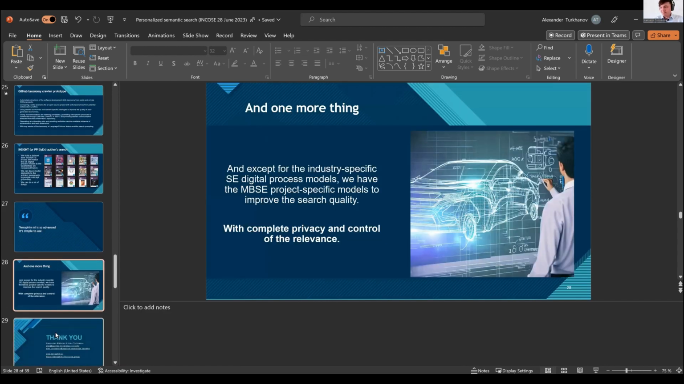And one more thing at the end. On a high level, we can use the systems engineering digital process model, but we also all have model-based systems engineering project-specific projects, and they are the same graphs. And we can leverage semantic search for your projects using them.